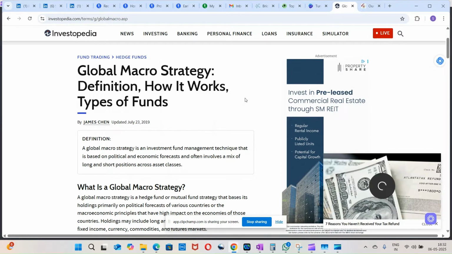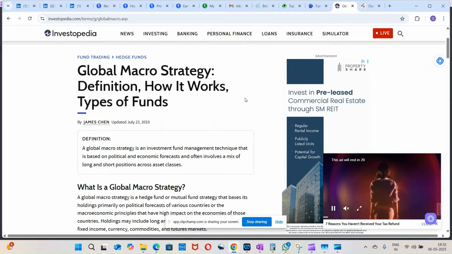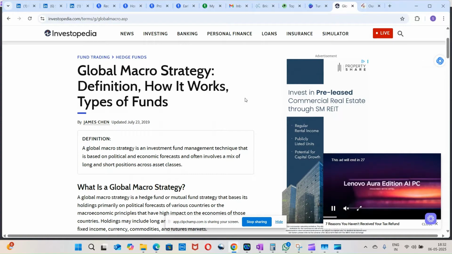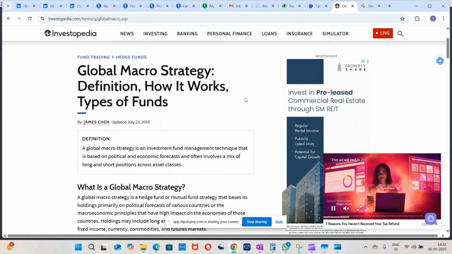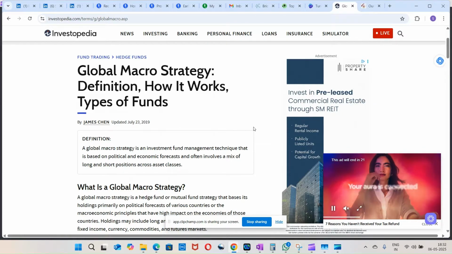Different strategies are deployed by hedge funds. One of the strategies we will discuss today is the global macro strategy, and in the coming sessions we will discuss different strategies. The other strategies include diversification, and mathematical models are also used. So let's discuss the global macro strategy and what it is.